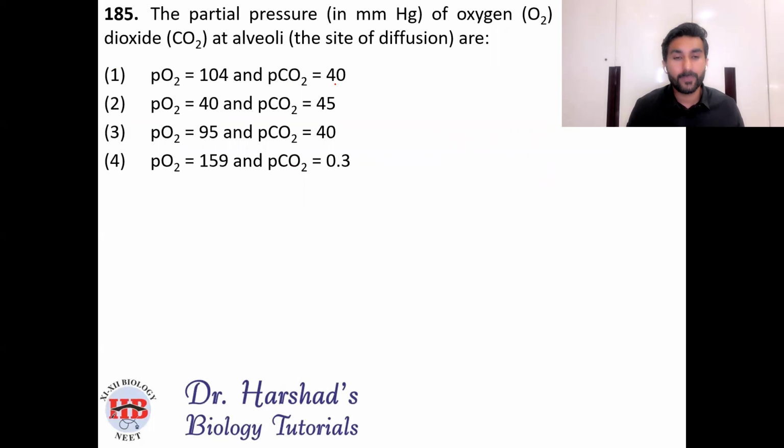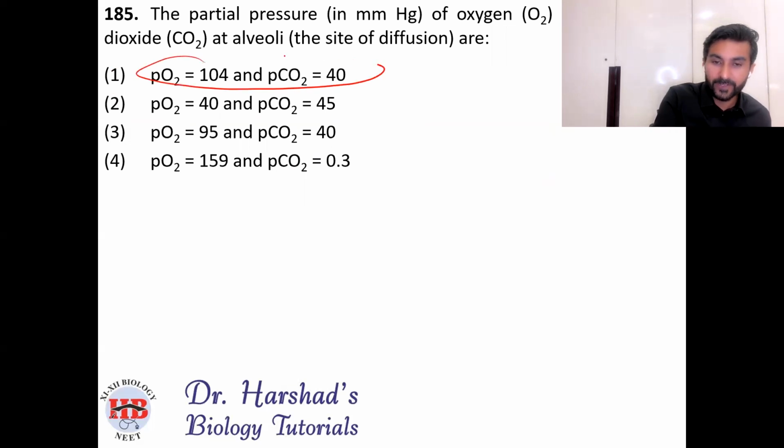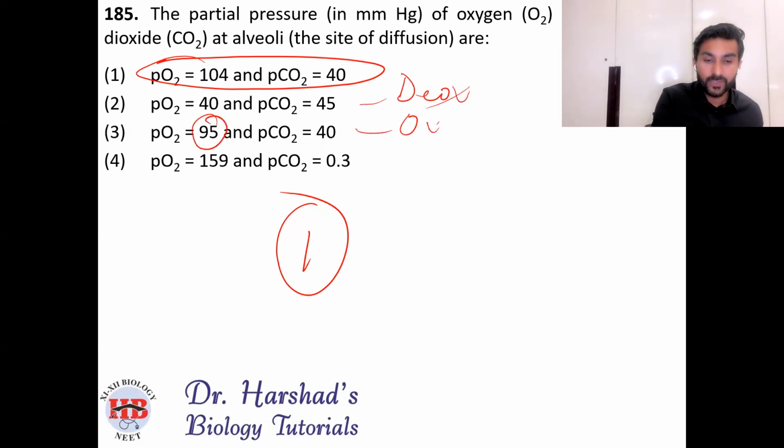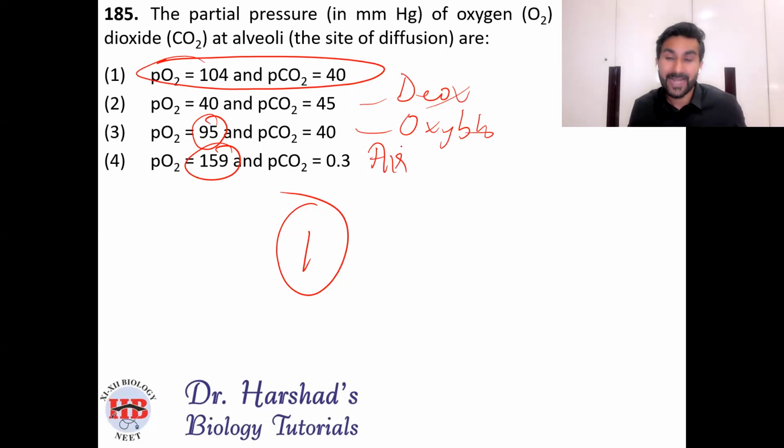The next question is about the partial pressure of oxygen and carbon dioxide at the alveoli. Now, at the alveoli, if you remember, the oxygen levels are high and the carbon dioxide levels are low. At alveoli, you have PO2 of 104 mm of Hg and PCO2 of 40. So our answer would be option number 1. If you remember, 40 and 45 is deoxygenated blood. Oxygen of 95 is in oxygenated blood. And 159 partial pressure is atmospheric air. Since they have asked you about alveoli, in this case, our answer would be option number 1.